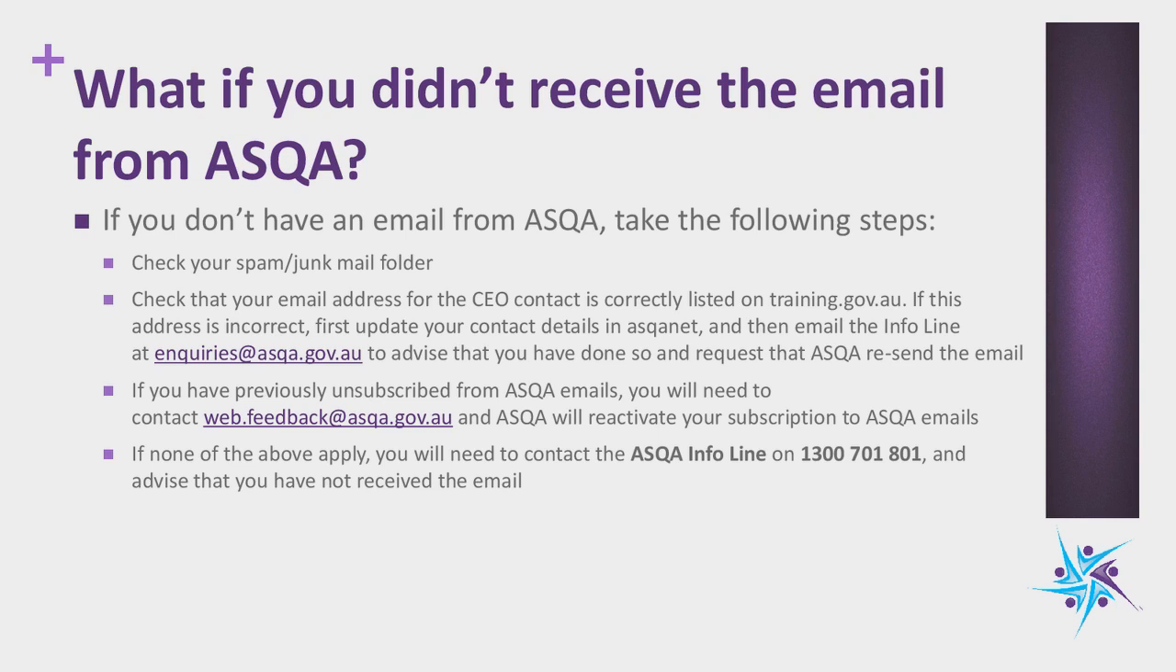But you need to actually go to them, because it may be that you unsubscribed and you're no longer getting emails from them. It could be that you may have accidentally blocked them as well. So you might want to check who you've blocked and check that you haven't blocked asqa.gov.au. If none of the above apply, you will need to contact the ASQA Info Helpline on 1300 701 801 and advise that you have not received the email with regards to your annual declaration of compliance.